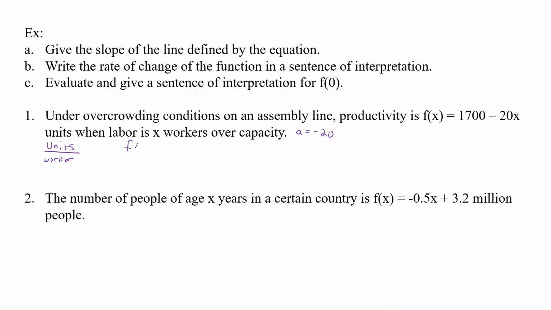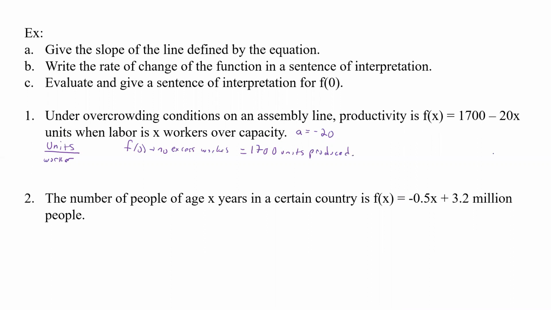So f of 0 is no excess workers. And if you plug in 0 for x, that's going to be equal to, like we've been talking about, 1,700. Okay. So that means 1,700 units produced. That's what it's really talking about.